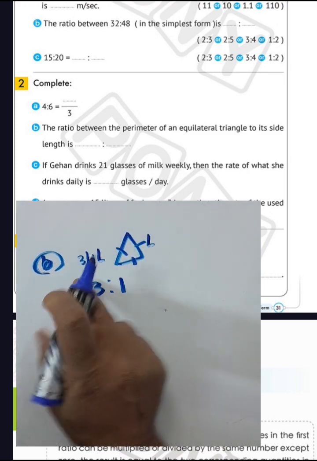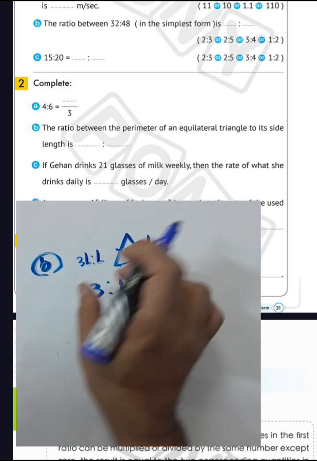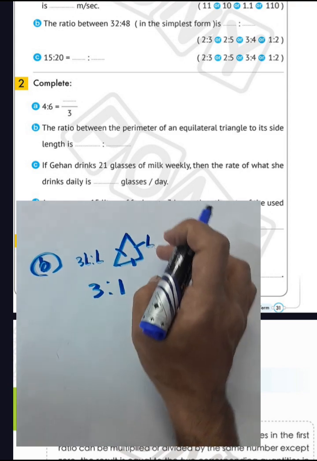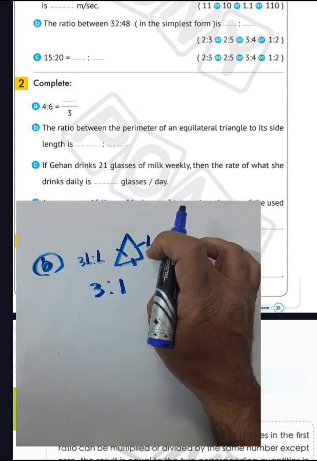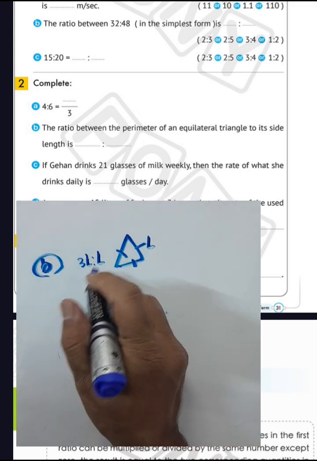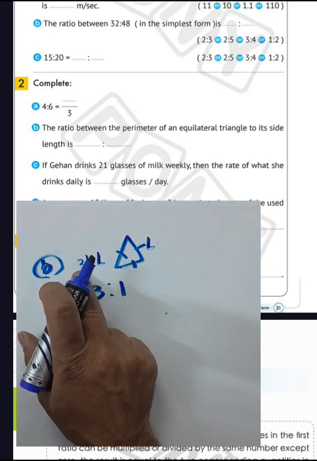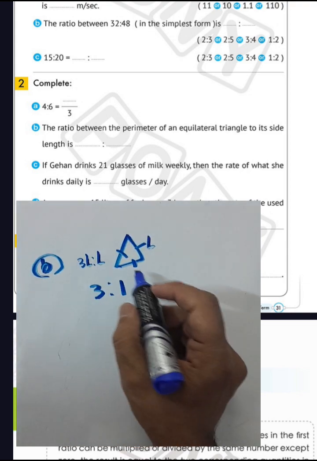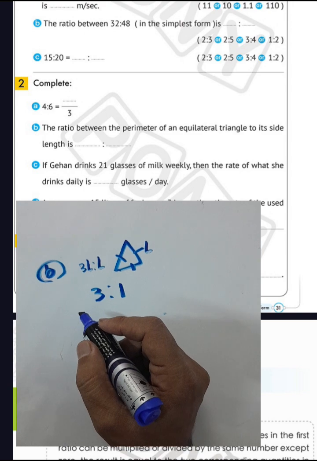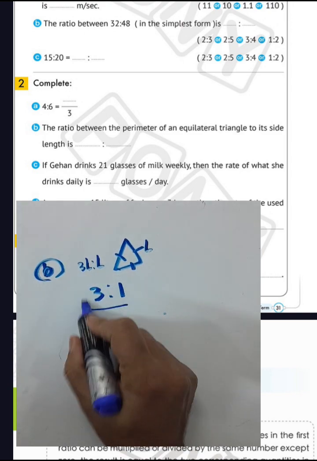Here, the ratio between the perimeter of the equilateral triangle and its side length. I put the side length as L. Then the ratio between perimeter and side length will be 3L to L. We can divide by L, so the ratio will be 3 to 1. That was question letter B.